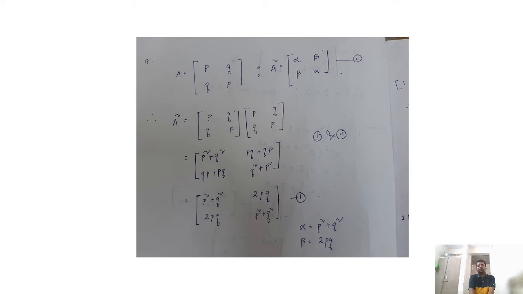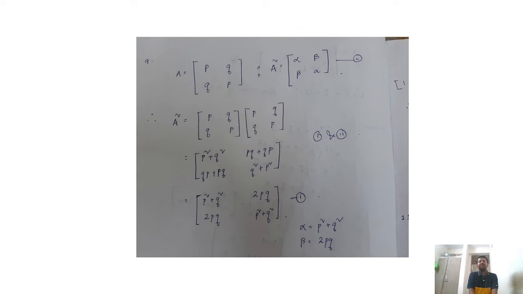So P Q Q P multiplied by P Q Q P. So what you get? You ultimately get the final matrix. Everyone, I think, knows how to multiply two matrices. So what you get is P square plus Q square, 2PQ, 2PQ, P square plus Q square. This is the thing that you get. Now, as this is A square and equation 2 is also A square, we can equate both matrices by the concept of equality of matrices.